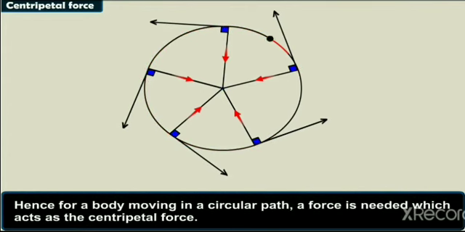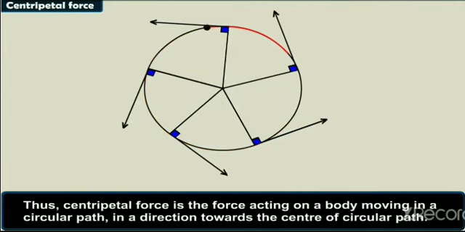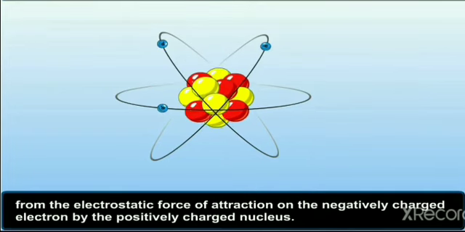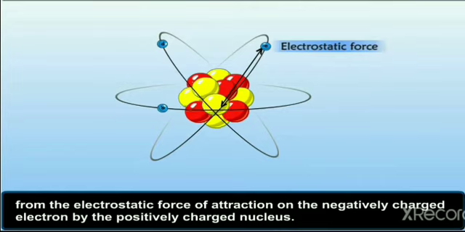Hence, for a body moving in a circular path, a force is needed which acts as the centripetal force. Thus, centripetal force is the force acting on a body moving in a circular path in a direction towards the center of the circular path. Examples. 1. In an atom, an electron moves around the nucleus in a circular path for which the centripetal force is obtained from the electrostatic force of attraction on the negatively charged electron by the positively charged nucleus.